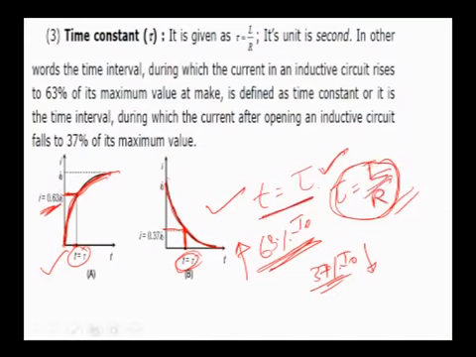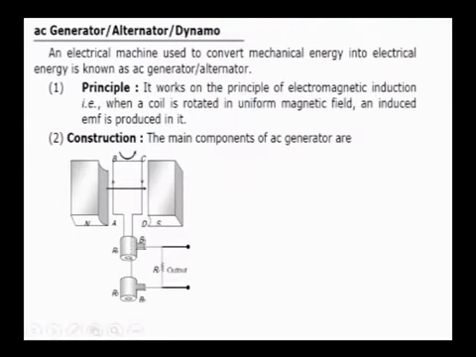And one more point I have to say: this is in the case of an RL circuit and the time constant is L by R. Suppose I connect an RC circuit, that is a resistance and a capacitor, we again get a time constant there, and the time constant in that case is the product of R and C, where R is the resistance and C is the capacitance.